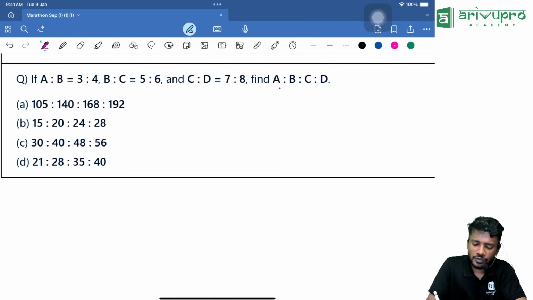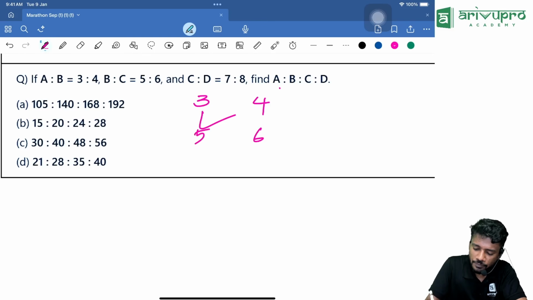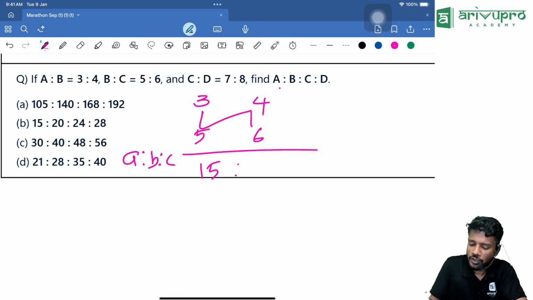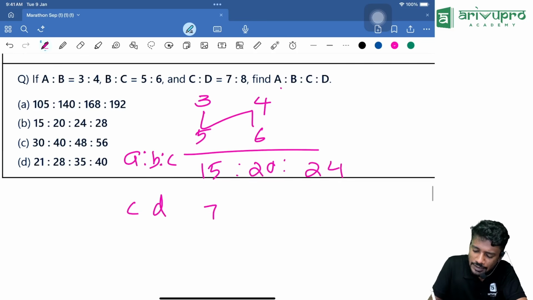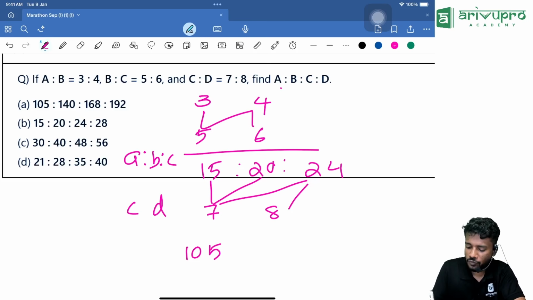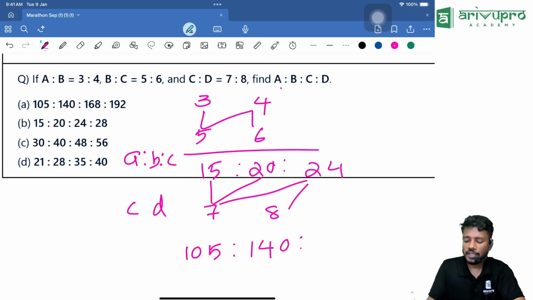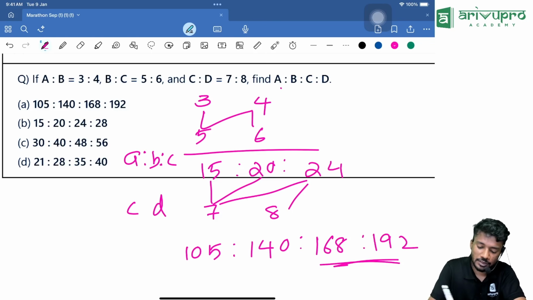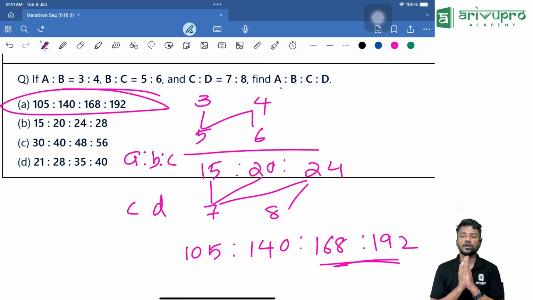First, you find A is to B is to C. That is 3 is to 4 and 5 is to 6. How much is A is to B is to C? 15 is to 20 is to 24. Then C is to D is how much? 7 is to 8. Now, first one is this, then this, then this, then this. How much is it? 7 into 15 is how much? 105 is to 140 is to 168 is to 192. Answer is option A. Got the point, people?